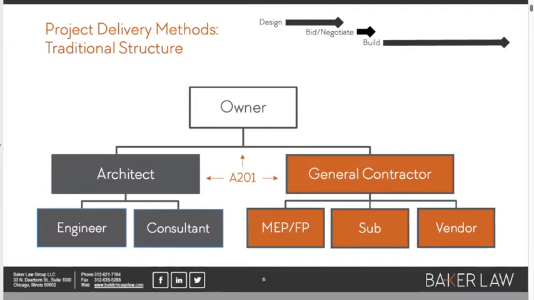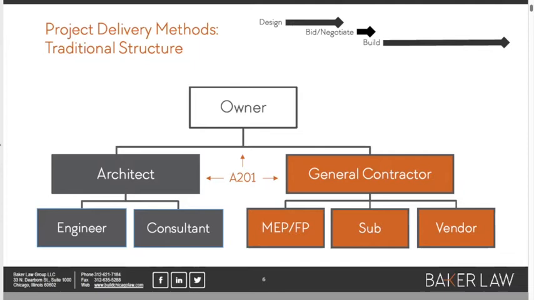If you look to the right-hand side, you can see that the owner hired a GC to do the construction work. And the A201 general conditions is what sits in the middle of the contractual relationship between the owner and the architect and the owner and the contractor. If you think about it for a second, if the GC doesn't have a contract with the architect, why should the GC care at all what the architect has to say? Well, the answer is this A201 general conditions document.